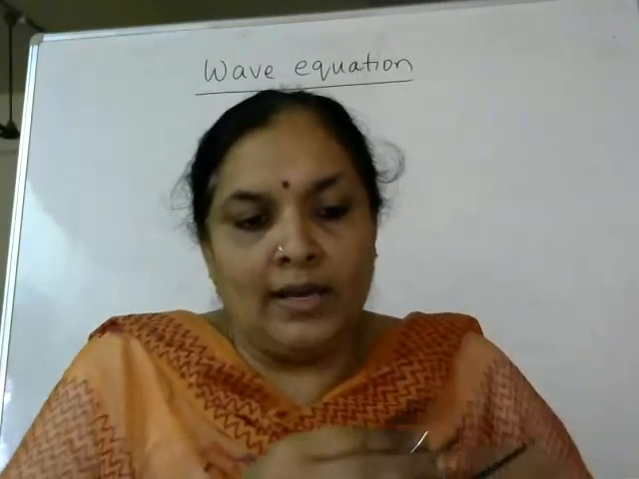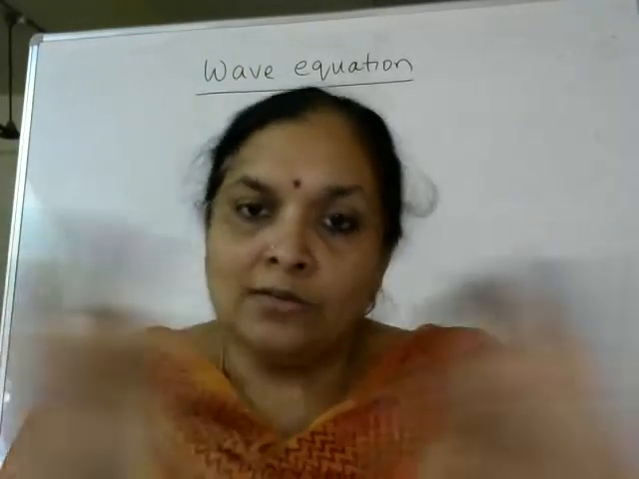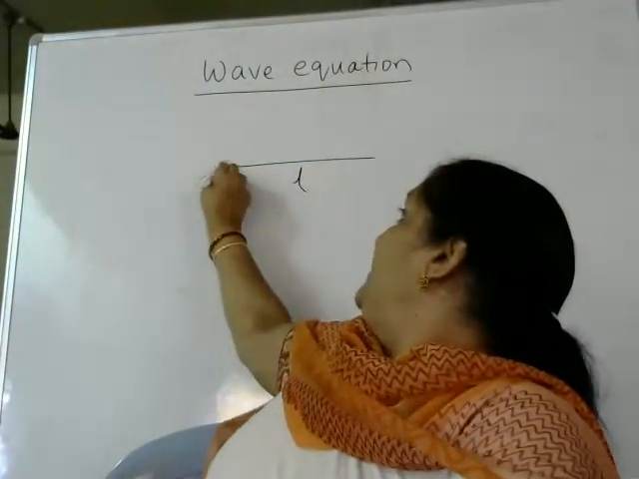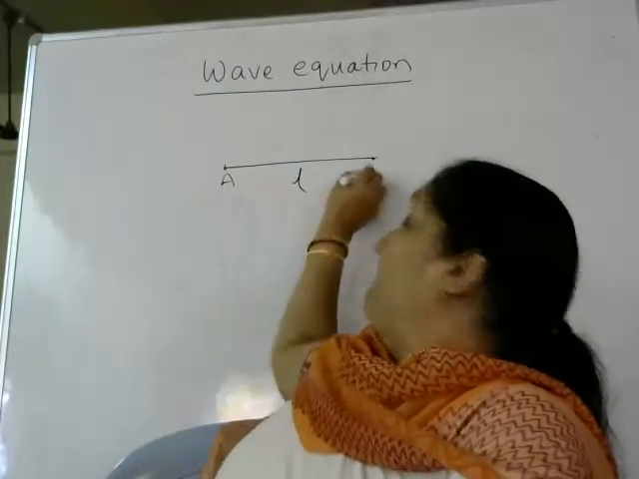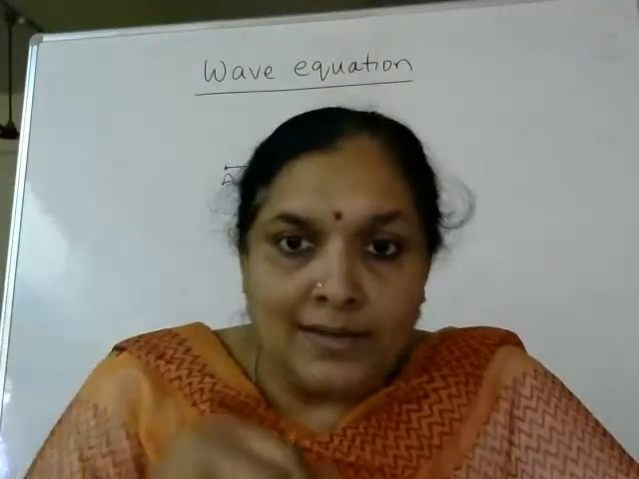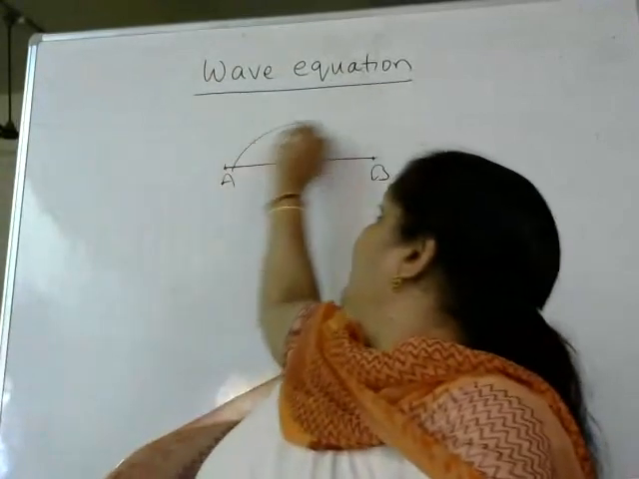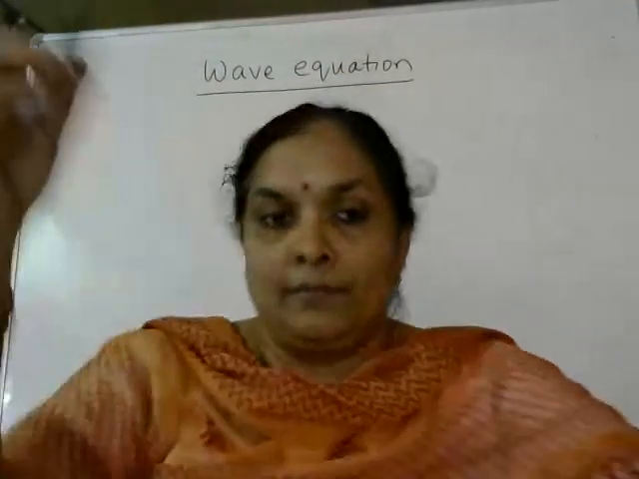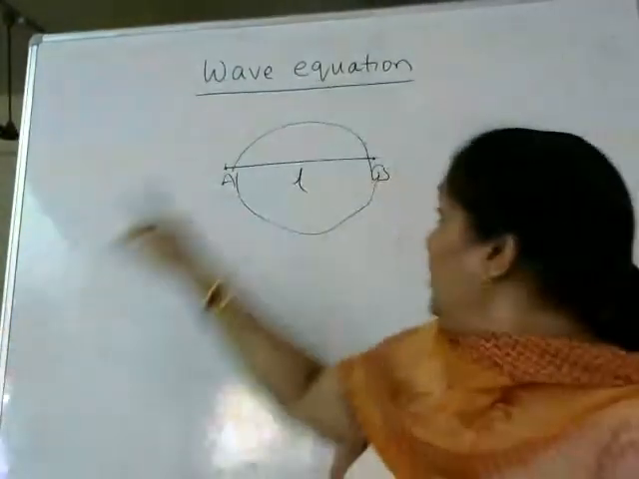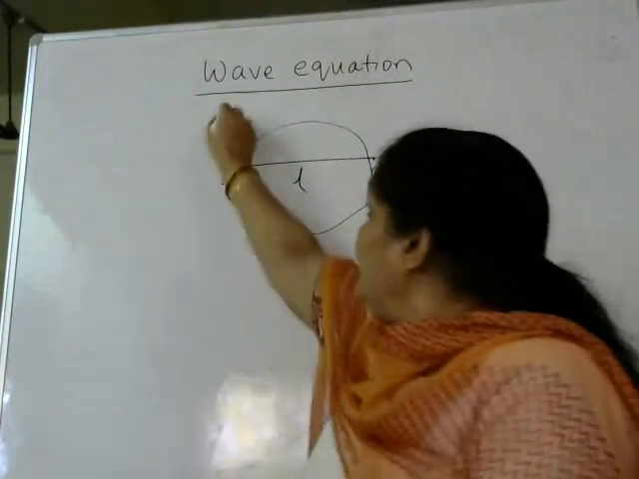So here we are considering a tightly stretched elastic string of length L. It is fixed at both ends. Let the ends be A and B. Then we are plucking the string. What is the meaning of plucking it? It will vibrate, so the string will be like this. Suppose we consider both end points as A, B.